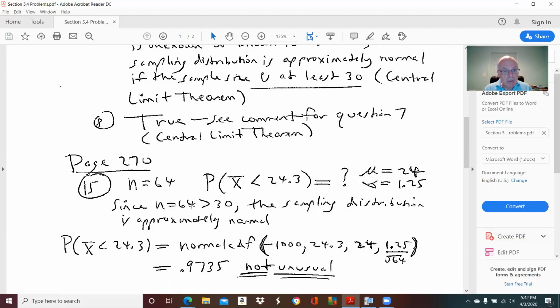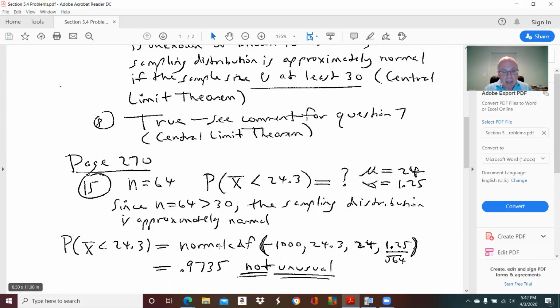But the sample size is 64. It's bigger than 30. According to the central limit theorem, the sampling distribution is approximately normal. So for the probability X bar is less than 24.3, we can use normal CDF to answer this question.